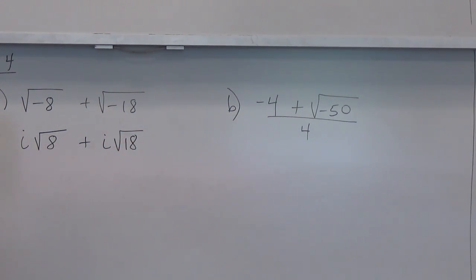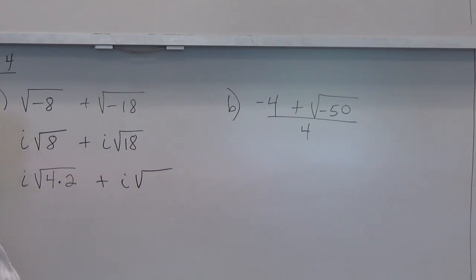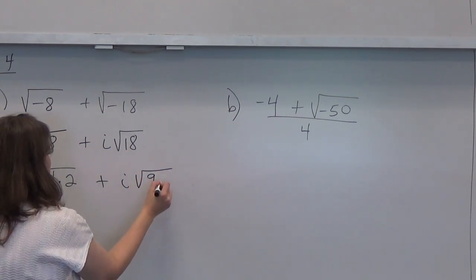From here, it's very similar to problems that we've done before. The square root of 8 can be written as the square root of 4 times 2. Why would I choose to write 4 times 2? Well, I know that 4 is a perfect square, and I'll be able to take the square root of 4 easily. Square root of 18 can be written as the square root of 9 times 2.